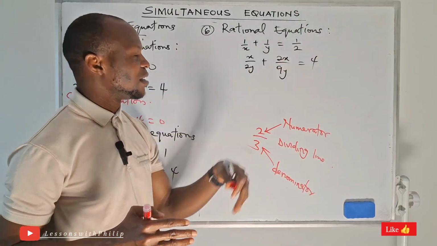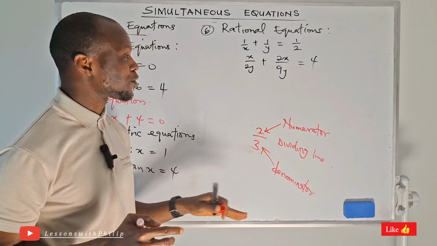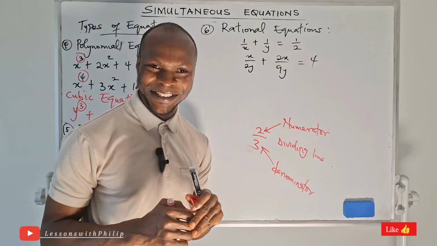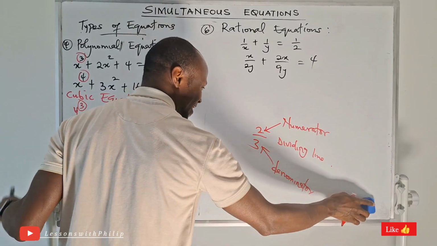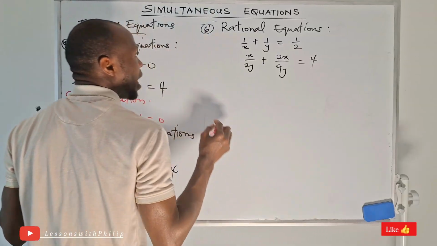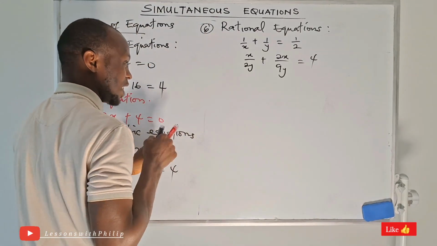known as rational equations. And we are going to do some examples of simultaneous equations involving rational equations. And you'll really enjoy it. That is why I'm taking my time to explain all this. Now, another type of equation, number 7, I think that should be the last.